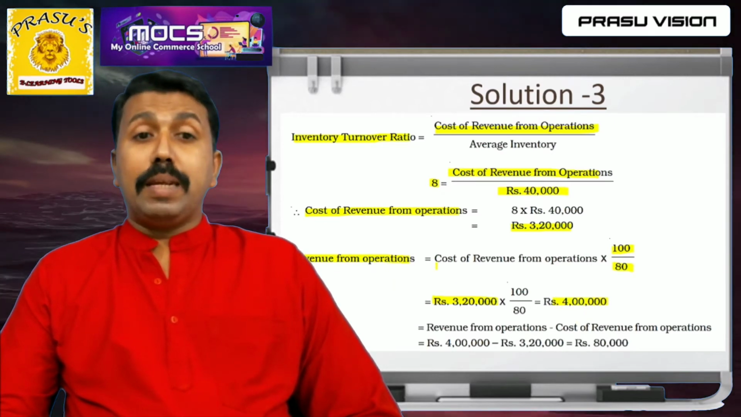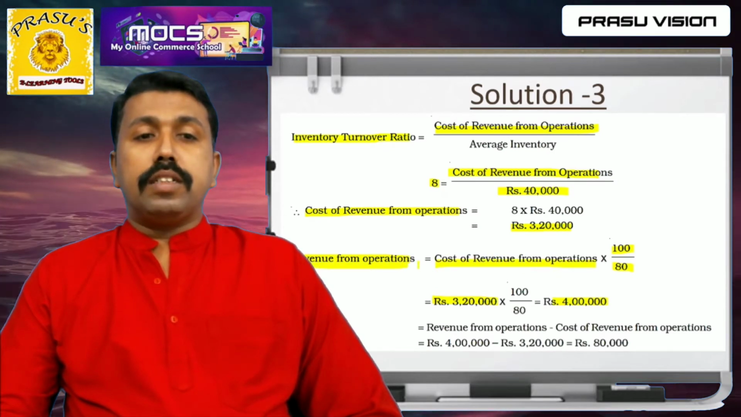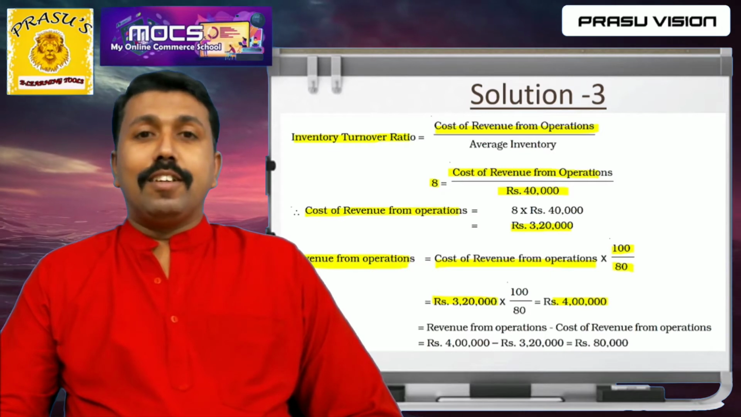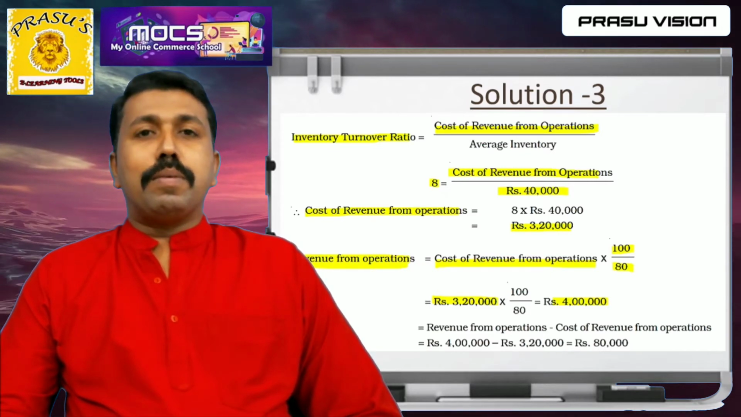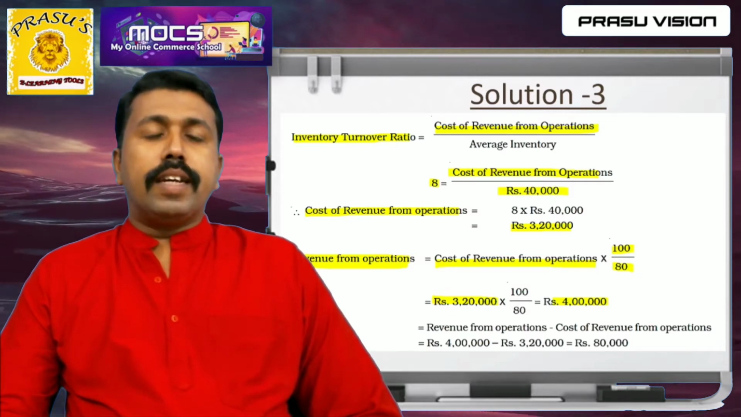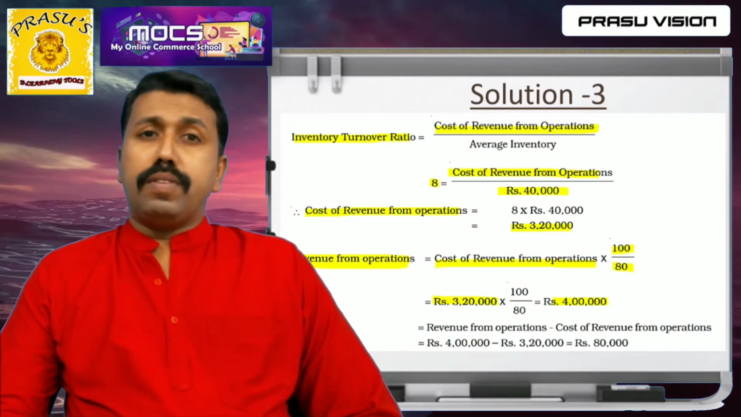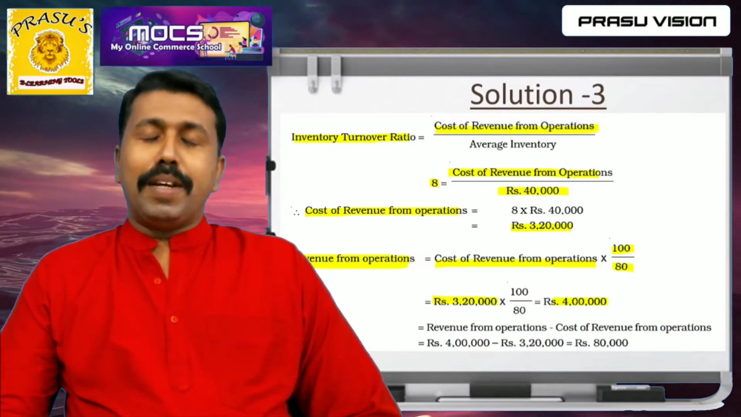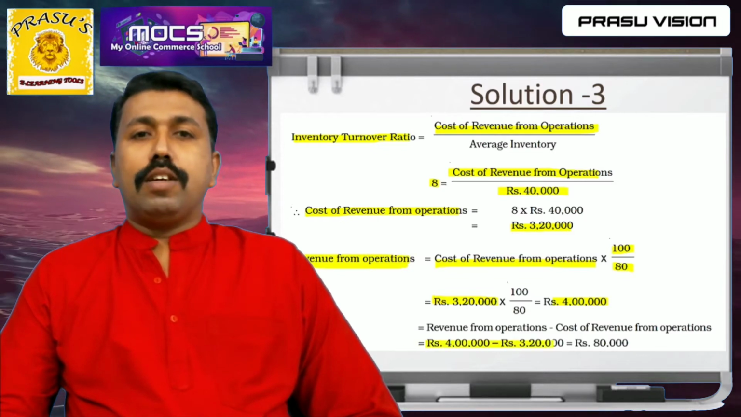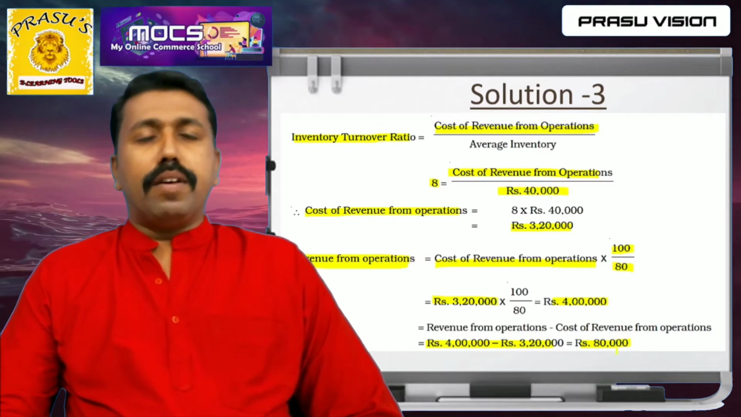Please remember the steps we have done for calculating the revenue from operation, and then after that we can apply in the equation. Cost of revenue from operation is equal to revenue from operation minus gross profit. Then we can make another equation, that is gross profit is equal to revenue from operation minus cost of revenue from operation. So 4 lakh minus 3,20,000, we will get 80,000 as the value of profit.